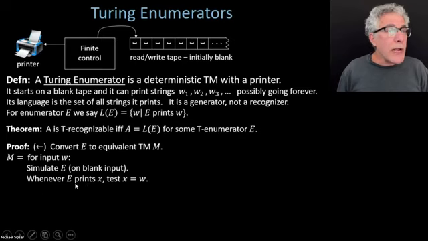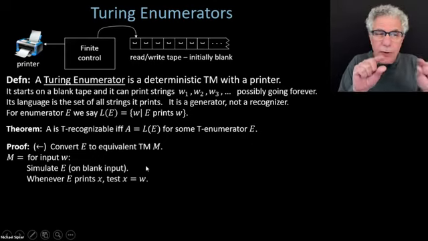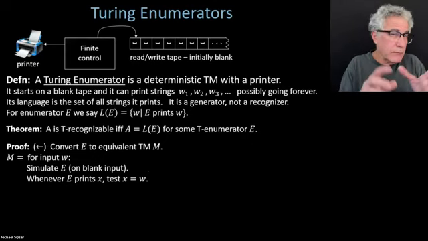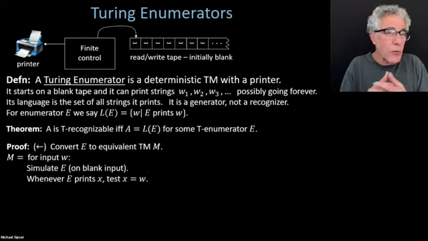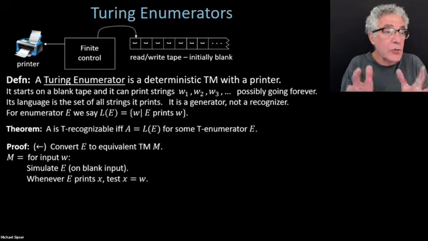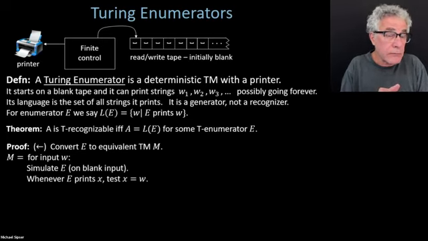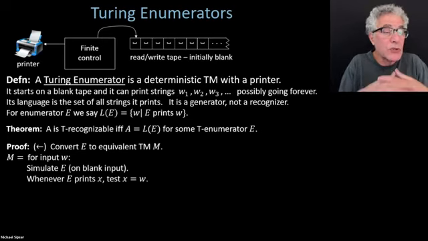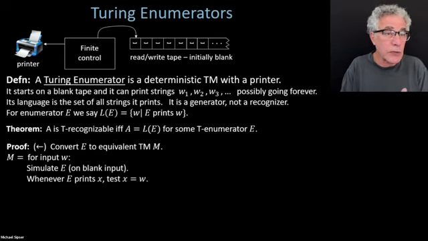And then whenever E prints an X, you're going to see if X is the same as the input to the recognizer. You get the idea? So we have a recognizer. It has an input string, maybe like 1101. And I want to accept that string if it's one of the strings that the enumerator E prints out, because that's what the recognizer does. It's supposed to accept all the strings that the enumerator prints out. So I've got this 1101.